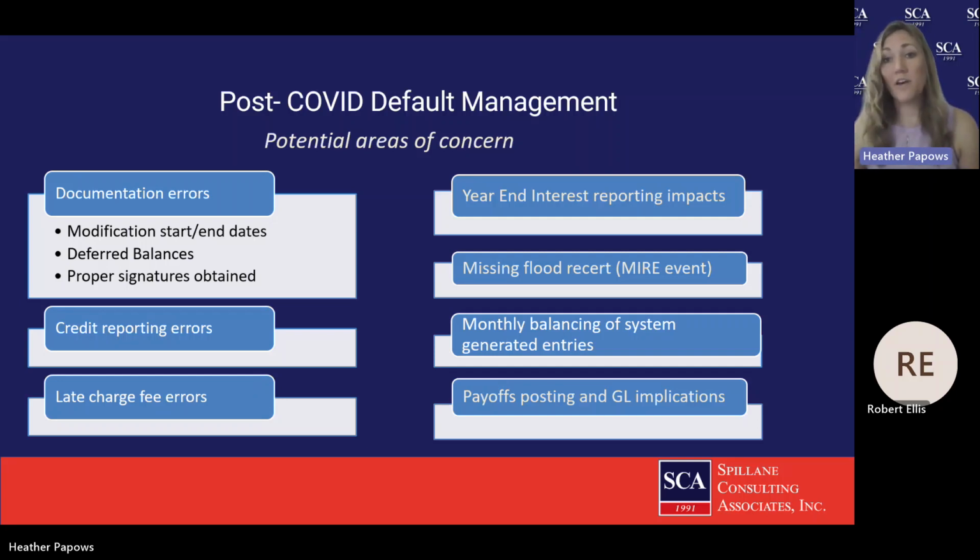But once the guidance was solidified and programming updates were completed, the expectation was that all loans were reviewed to ensure full compliance and complete accuracy. So what types of things should you be looking at with this portfolio of loans? Well, things like checking that they were properly documented with start and end dates, that deferred amounts matched, credit reporting was done correctly, and that receivables and late charges were properly inactivated are all great places to start. Did you recognize at the time that this was a triggering event under flood and obtain a new flood cert?